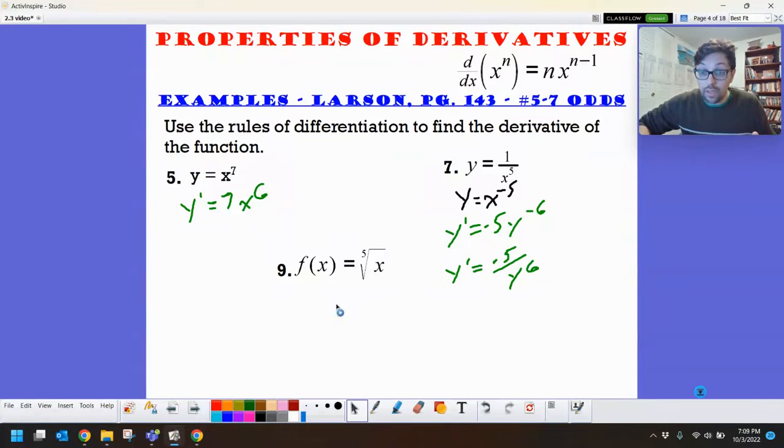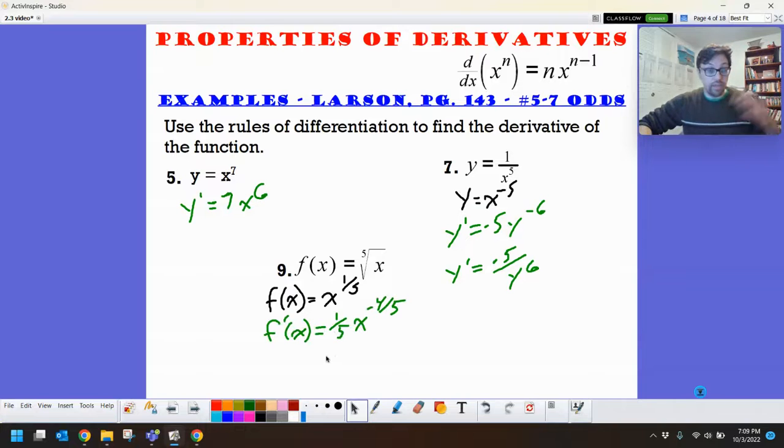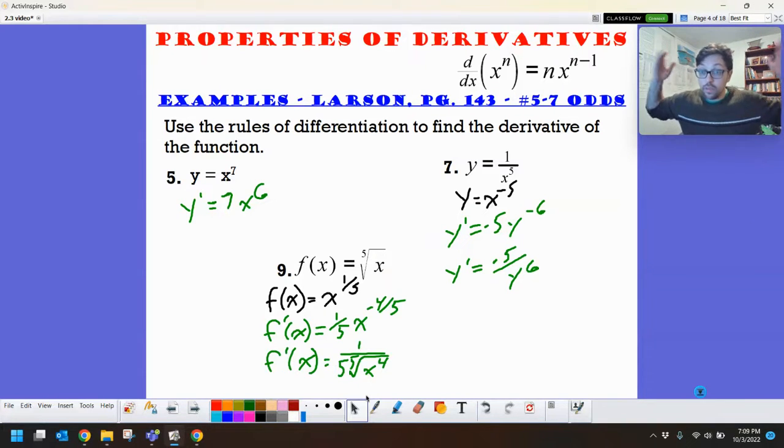If it's a radical, we can turn that radical into an exponent by making it f of x equals x to the 1/5, and then drop that exponent in front. 1/5 minus 1 is going to be negative 4/5, and then we could rearrange it if we wanted to, but we are done. That is how quick and easy these derivatives are now. Huzzah! Huzzah!